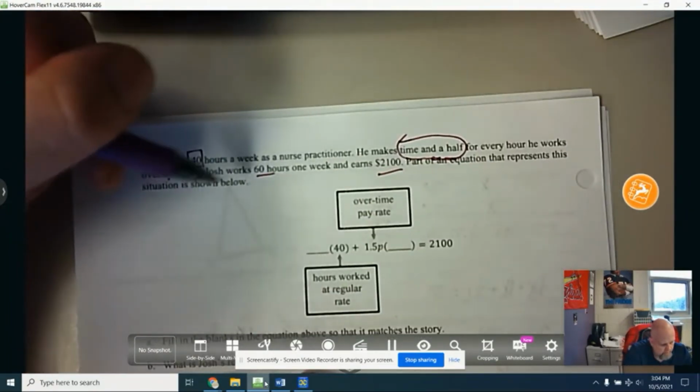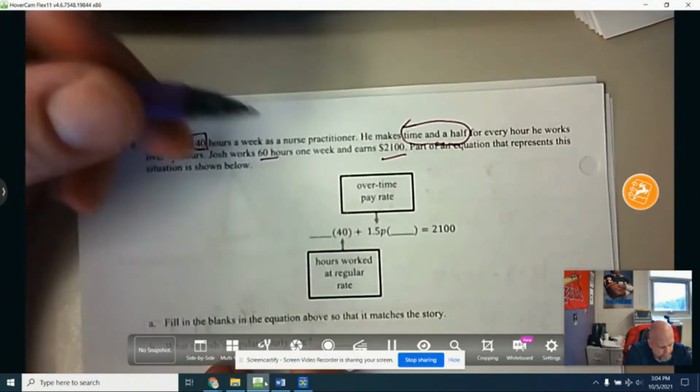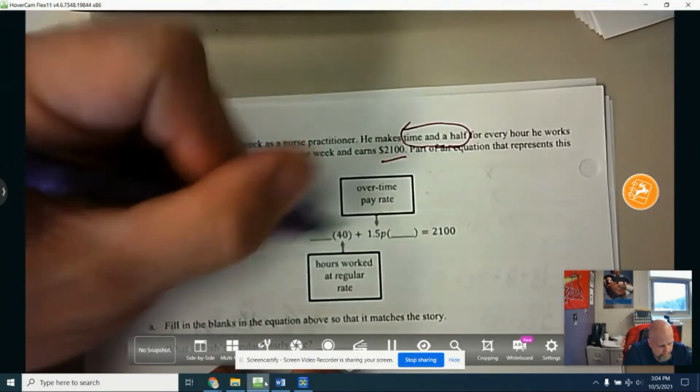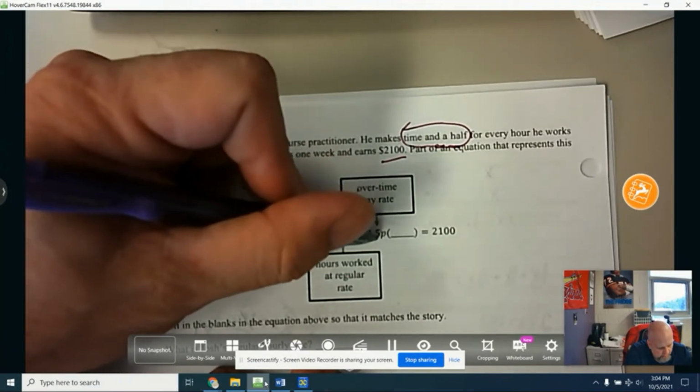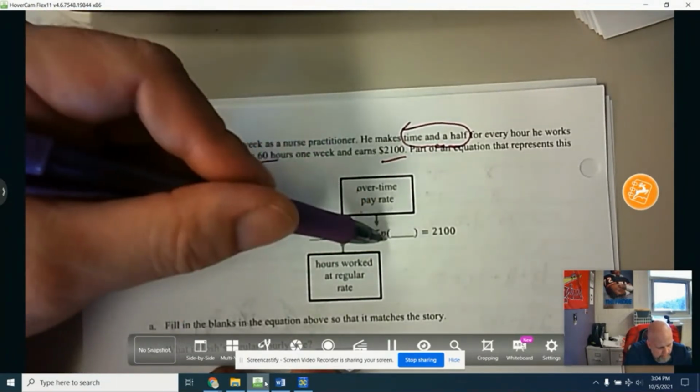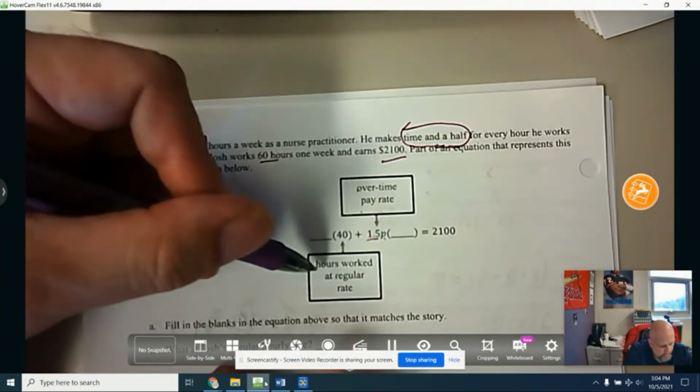Okay, so look down here at this equation. And we see his overtime pay rate represented 1.5. So this is 1.5. We just talked about that. P, 1.5 times P.